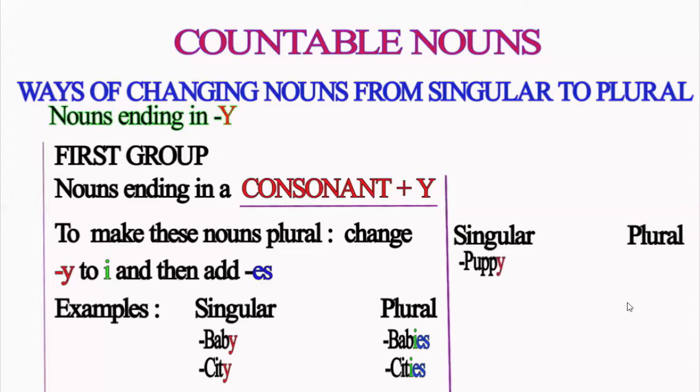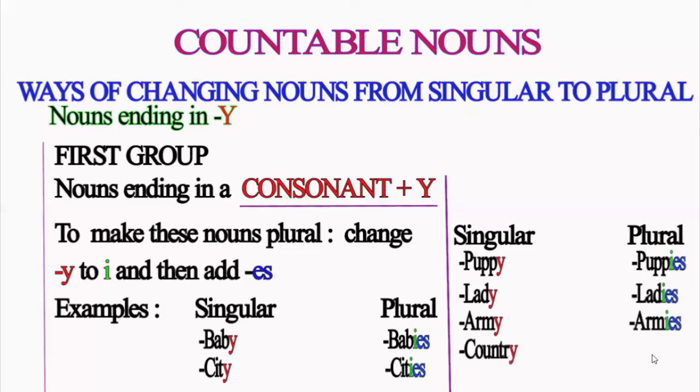Puppy, puppies. Lady, ladies. Army, armies. Country, countries. Now, as we have seen, to change this noun from singular to plural, first you have to change this y to i, then add es. Baby, babies.